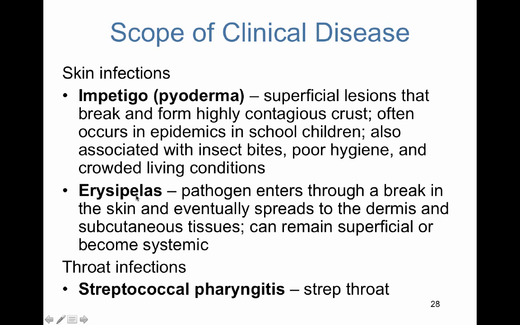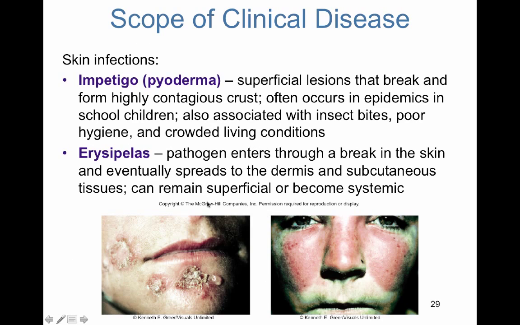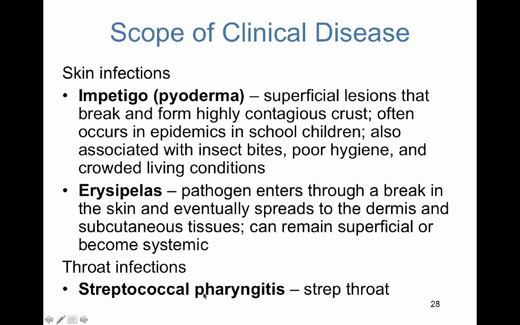Strep bacteria can also cause what's known as erysipelas. So this is when the pathogen will enter through a break in the skin and spread deeper to the dermis. And you can tell in the case of erysipelas, this red flush appearance to the face versus the impetigo you see on the left-hand side.